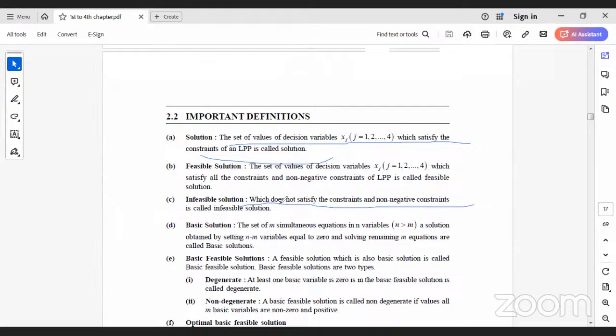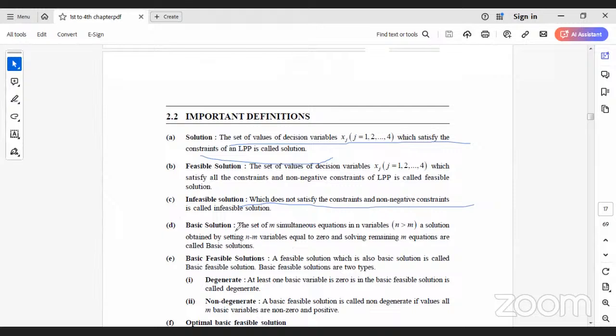We already discussed feasible and infeasible. The set of decision variable values which satisfies all the constraints and non-negative constraints is a feasible solution. If it does not satisfy the constraints and also the non-negative constraints, it is called an infeasible solution.